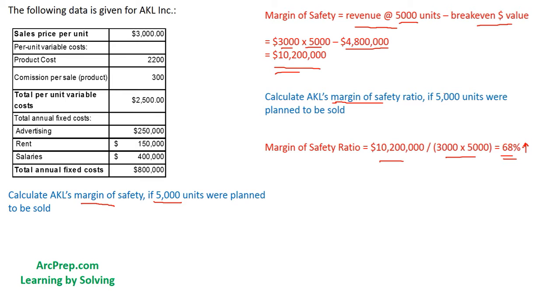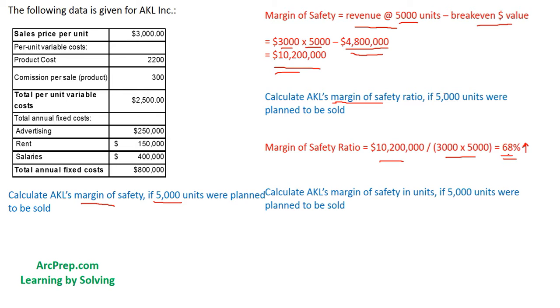And the reason for that is I'm planning some sales and I have some break even, and basically what I'm doing is I'm calculating the difference. The farther away I am from break even, the less likely it is that I'm going to incur a loss, and hence a higher margin of safety ratio percentage is better for us.